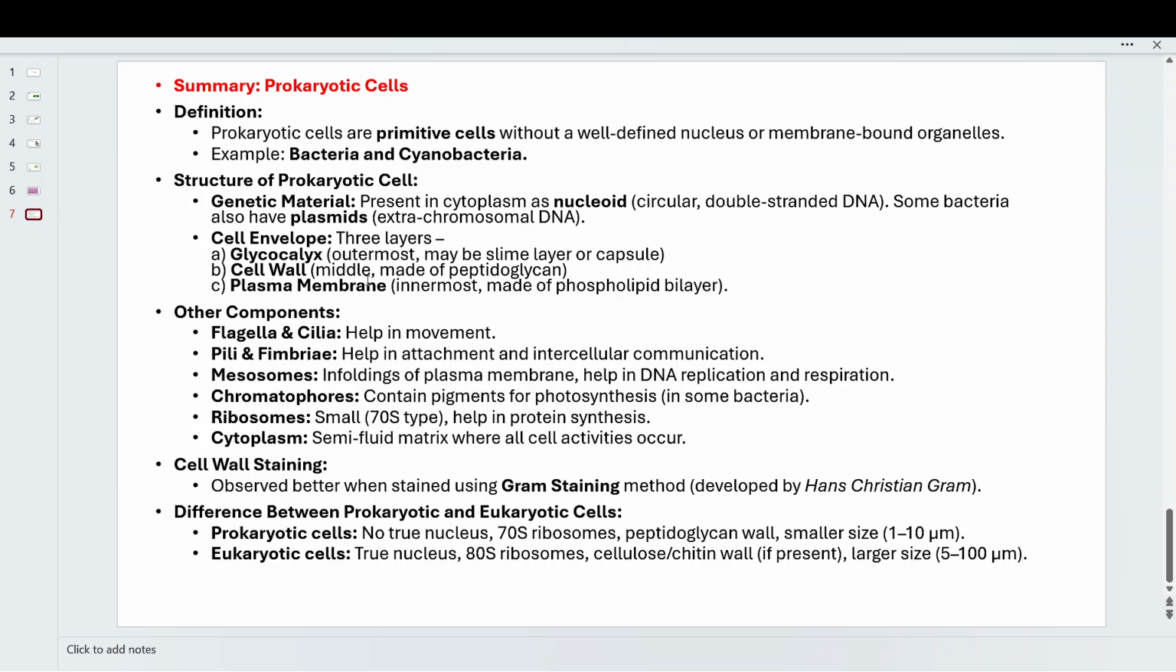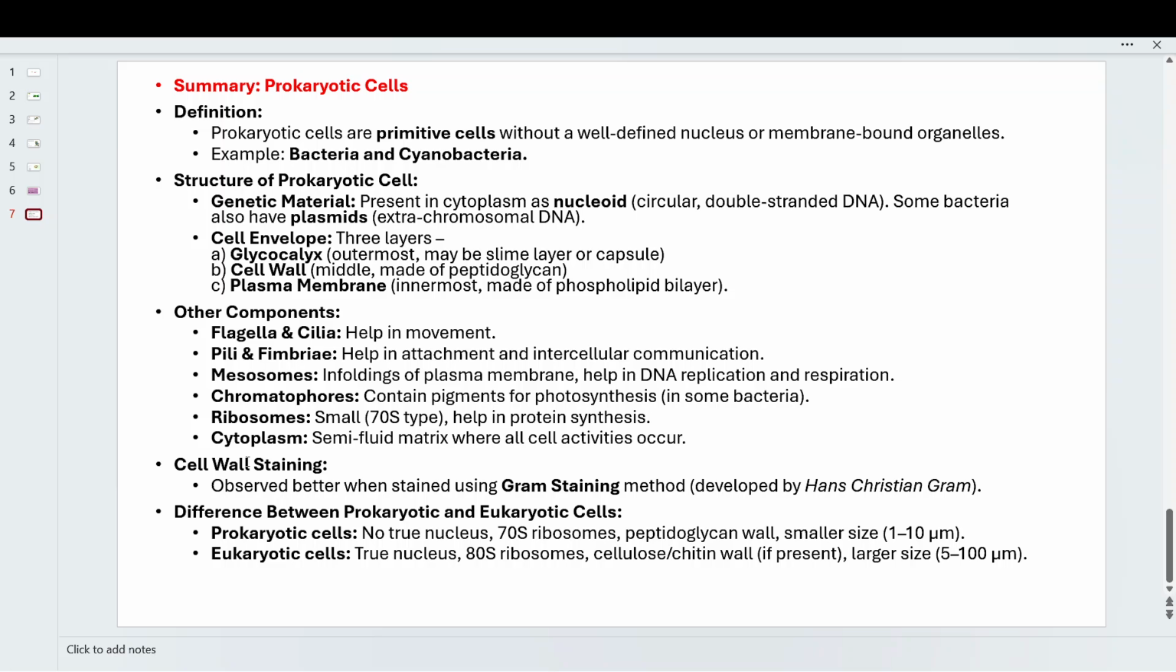Other components like flagella and cilia help in movement, and pili and fimbriae help in attachment and intercellular communication. Mesosomes are infoldings of the plasma membrane and help in DNA replication and respiration. Chromatophores contain pigments for photosynthesis in some bacteria. 70S ribosomes are present, which help in protein synthesis. Cytoplasm is a semi-fluid matrix where all cell activities occur. Cells are better observed when stained using the Gram staining method, which was developed by Hans Christian Gram.